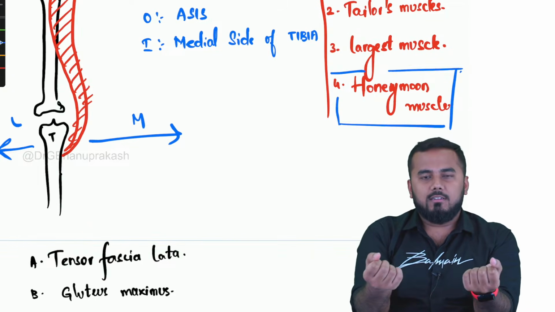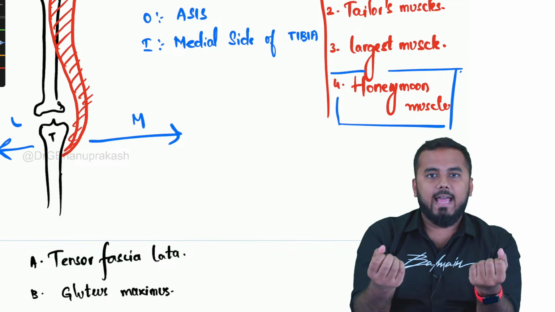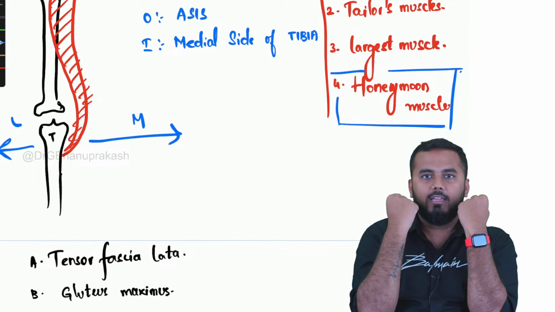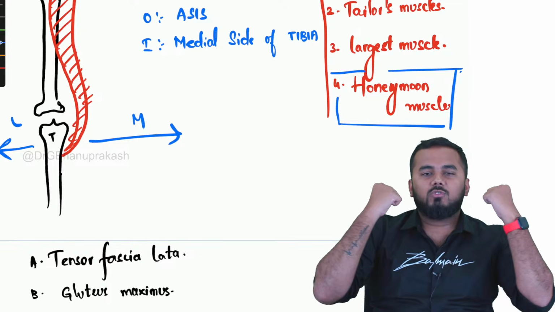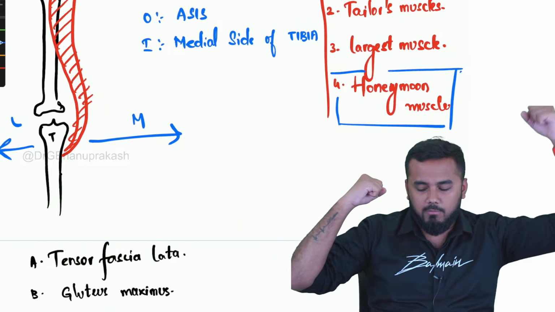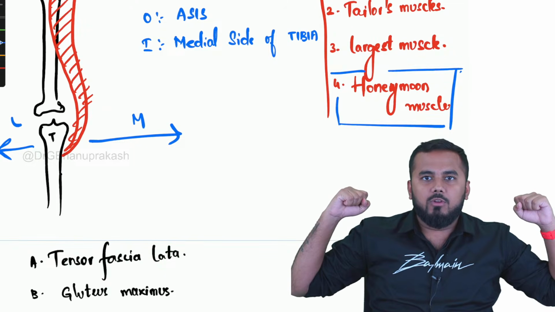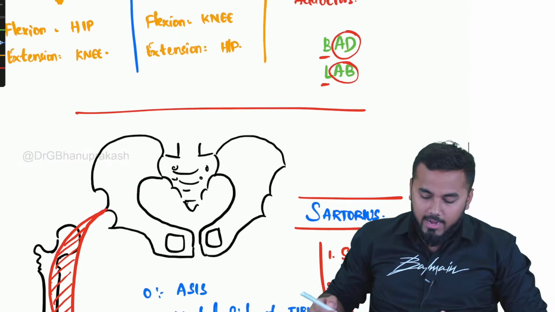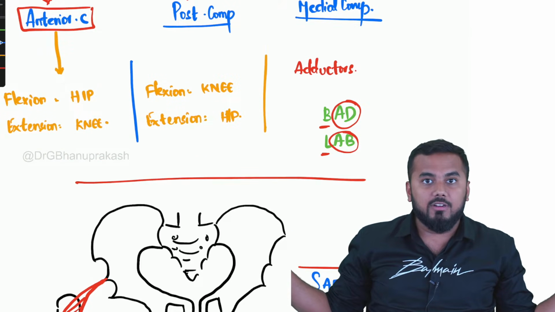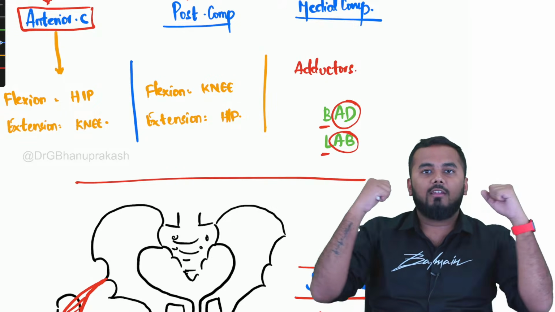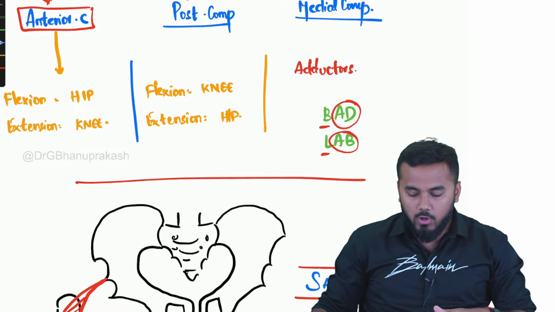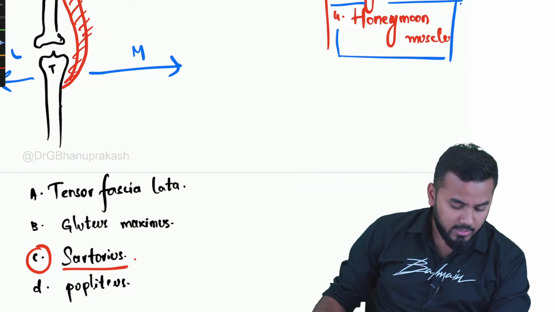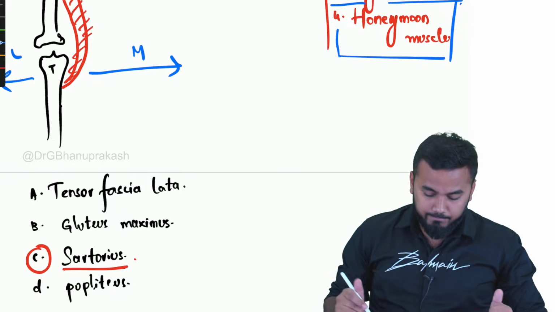If this sartorius muscle contracts, there will be flexion of my thigh, right? And my thighs will open out, my legs will spread wide. Laterally moving legs is called abduction. I have told you, laterally moving is abduction. So flexion and abduction, that is the reason why you call it the honeymoon muscle. Sartorius is responsible for flexion and abduction.